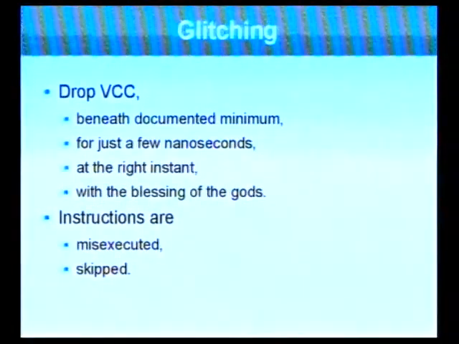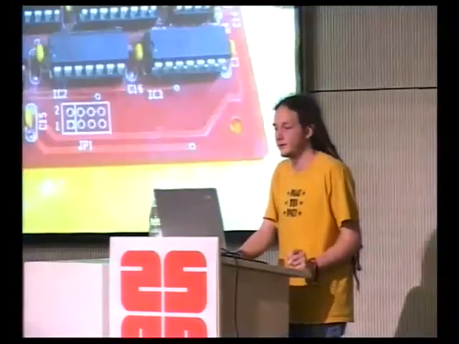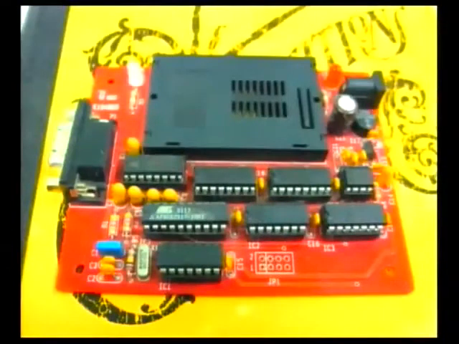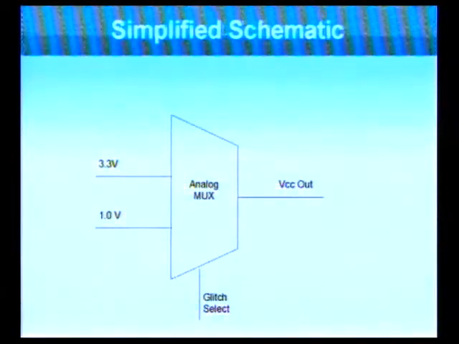Some other fun stuff that you can do. You can drop the voltage to the victim chip beneath the documented minimum voltage just for a bit, and then bring it right back up. And if you're lucky, on any given attempt, you do lots of attempts to get this to work, you can misexecute or skip instructions. This is a commercial device, semi-commercial, for doing that to smart cards. Satellite TV pirates use this to re-enable a smart card that's been disabled.